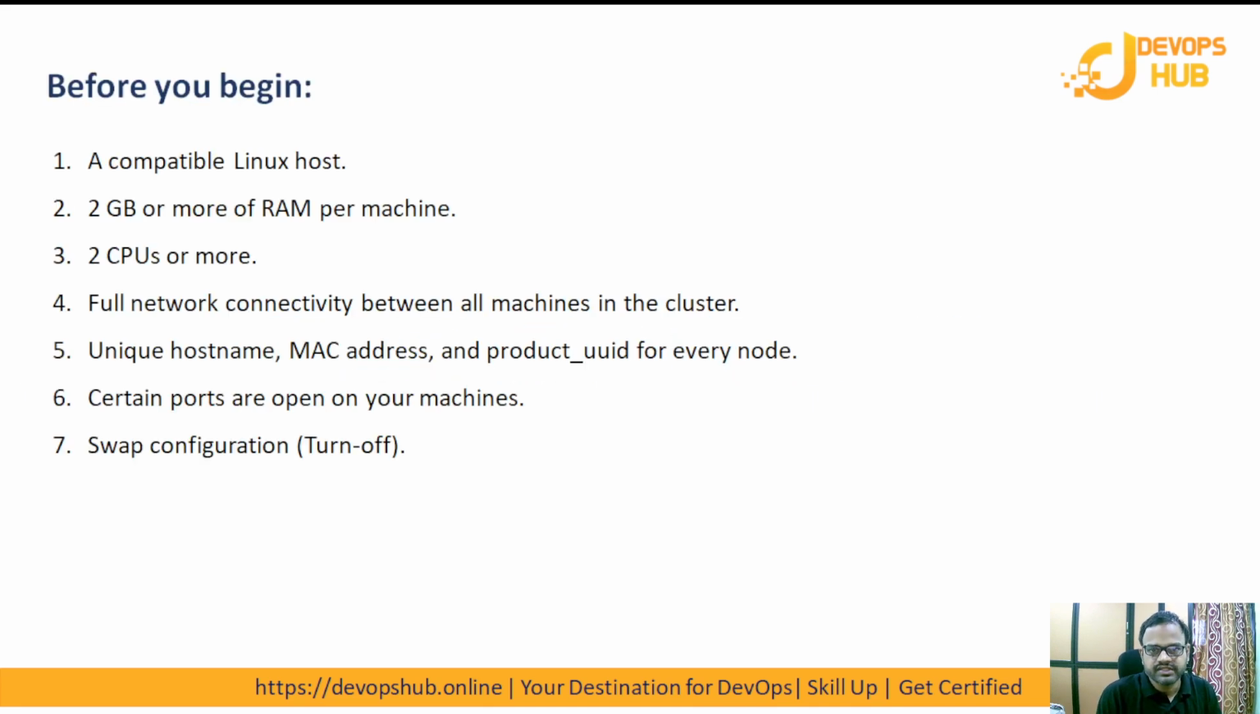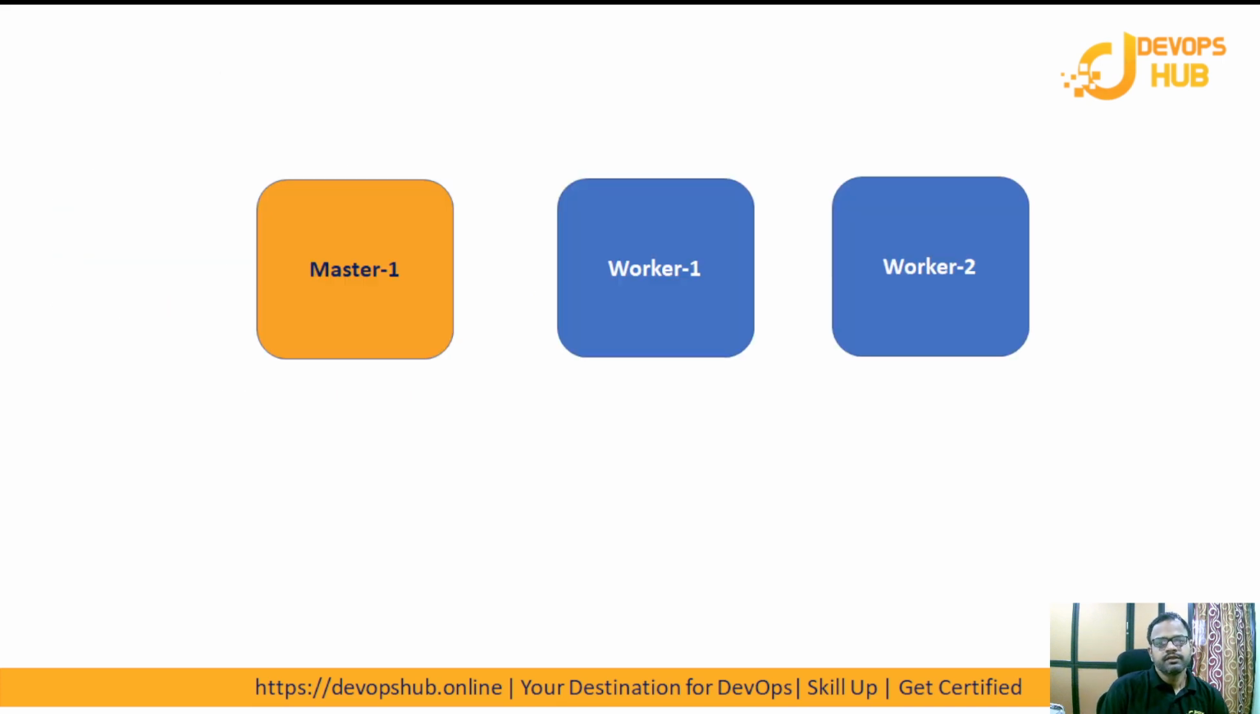Before we start, whatever instances you are bringing up, make sure they are Linux hosts and each has 2 GB of RAM and 2 CPU cores or more. Make sure swap is turned off. Whatever instructions I am placing in front of you are taken from the Kubernetes documentation.